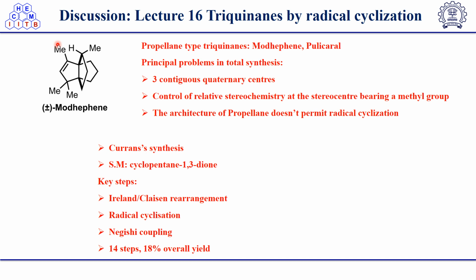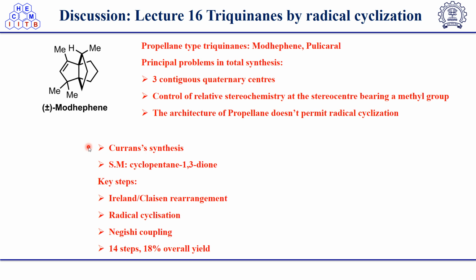The principal problems were three contiguous quaternary centers, control of relative stereochemistry at the stereo center bearing this methyl group, and the architecture of this propellane ring system not permitting tandem radical cyclization, so it should be done in a stepwise manner. One of the main peculiarities of this synthesis was that it demonstrated the utility of the fragmentation method for achieving high yield and high stereoselectivity in an intramolecular 5-exo cyclization.